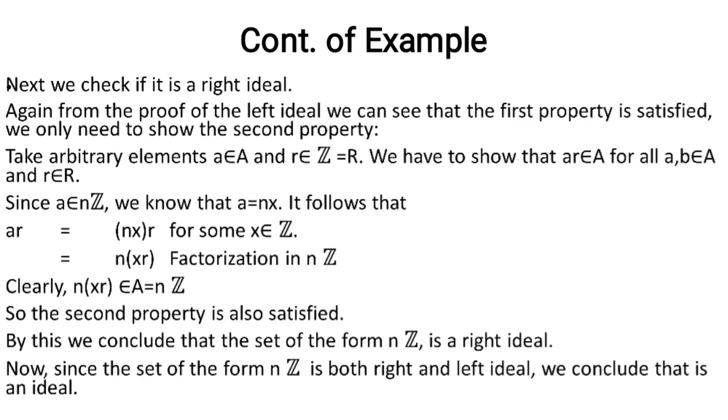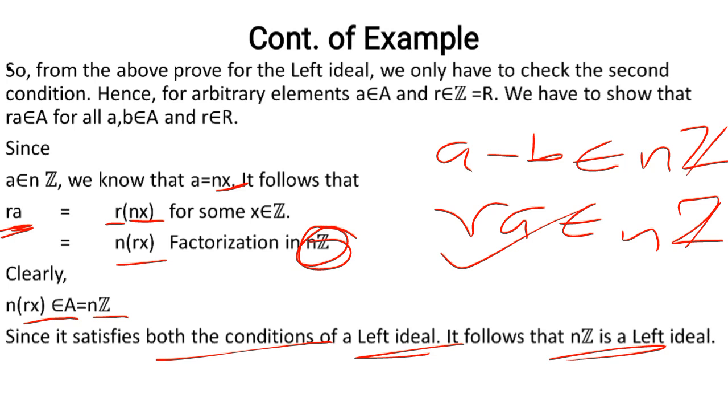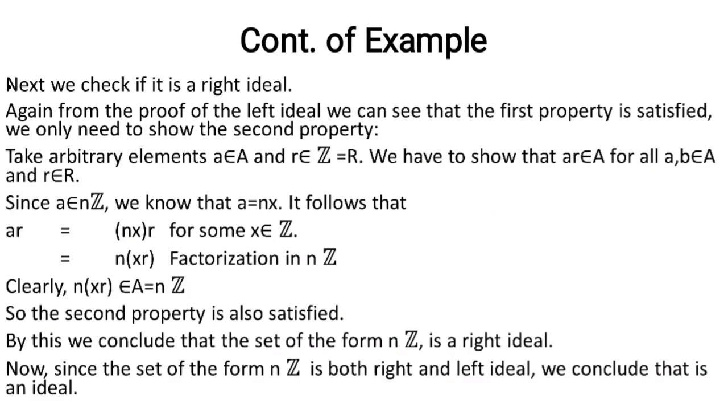Same procedure, but now we don't need to check the first condition, because by the proof earlier, we have shown that this was satisfied. We only need to check A times R, so R multiplying on the right side. That's what we're doing here. With the same procedure, you find that this is also satisfied. So we have that it's a right ideal here. Since it is both a right and left ideal, automatically we have an ideal.